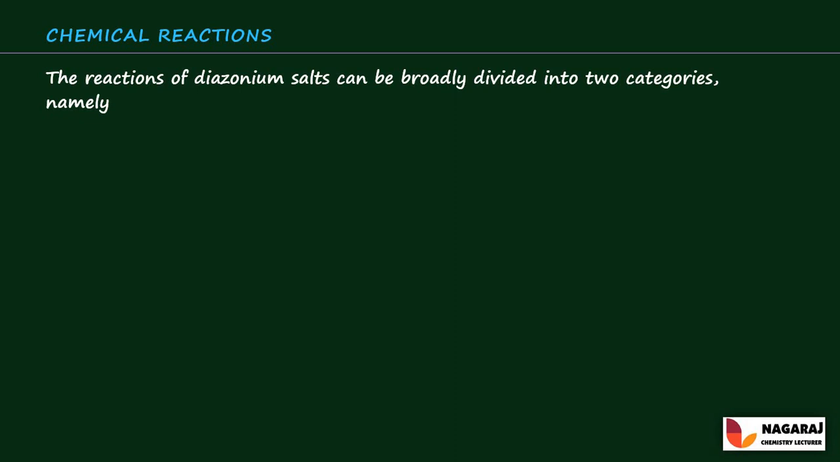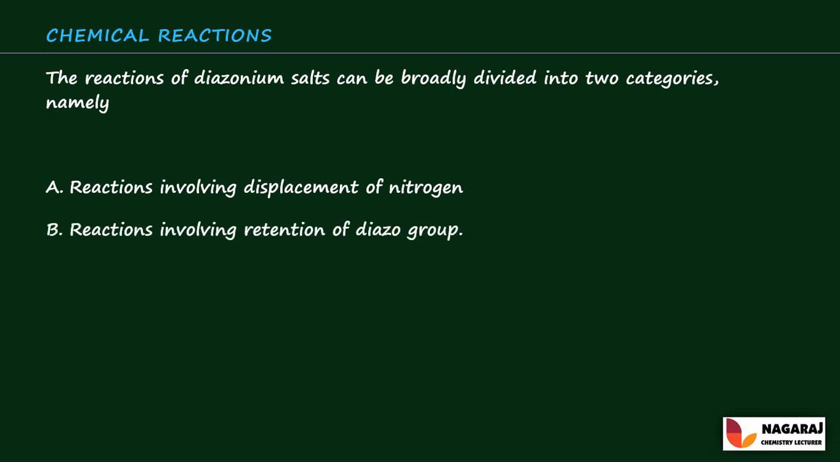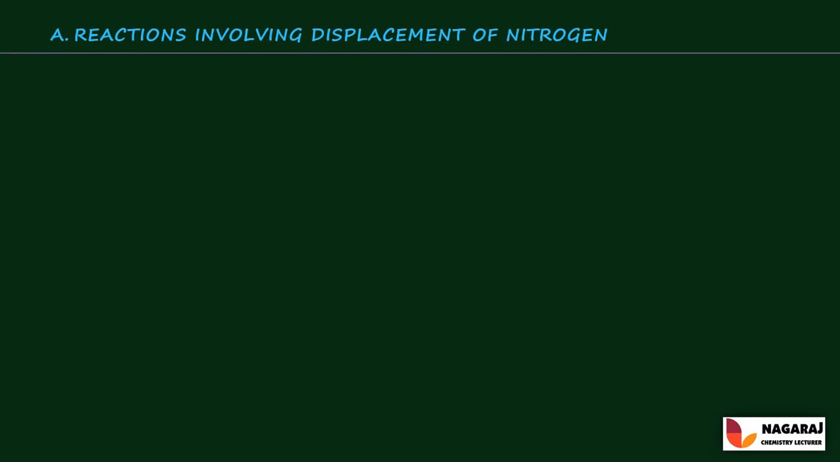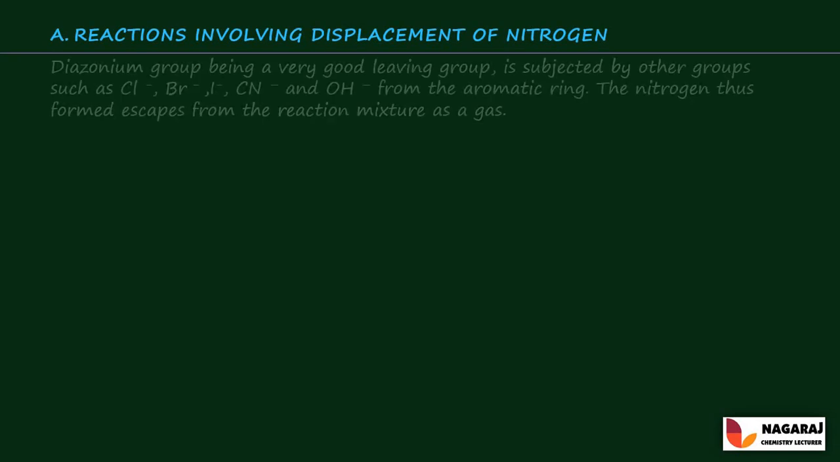Generally, the reactions of diazonium salts can be divided into two categories, namely the reactions involving the displacement of nitrogen and the reactions involving the retention of the diazo group. In the first, there is a displacement or replacement of the nitrogen or diazonium group. Let us see one by one what this displacement of nitrogen is and what the reactions involving the retention of the diazonium group are. First, the reactions involving the displacement of nitrogen.